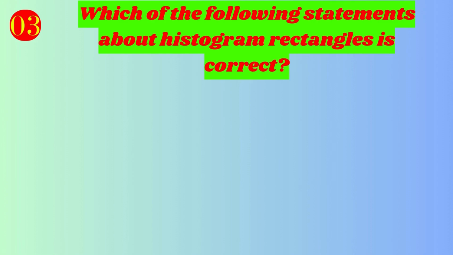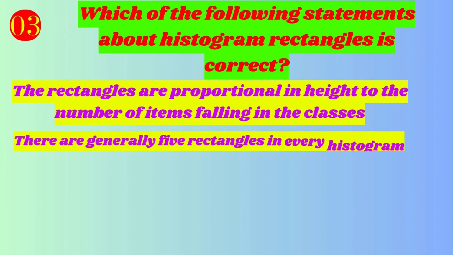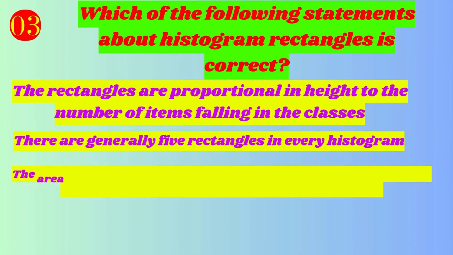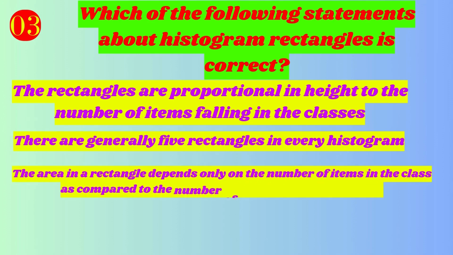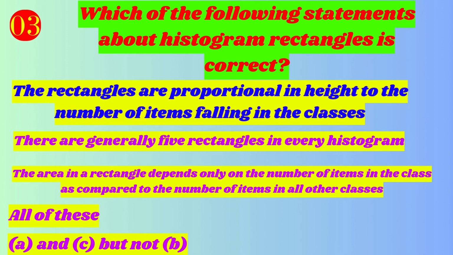The options are: the rectangles are proportional in height to the number of items falling in the classes. There are generally 5 rectangles in every histogram. The area in a rectangle depends only on the number of items in the class as compared to the number of items in all other classes. All of these, A and C, but not B. The correct answer is the rectangles are proportional in height to the number of items falling in the classes. This statement is true and accurately describes a key feature of histograms.